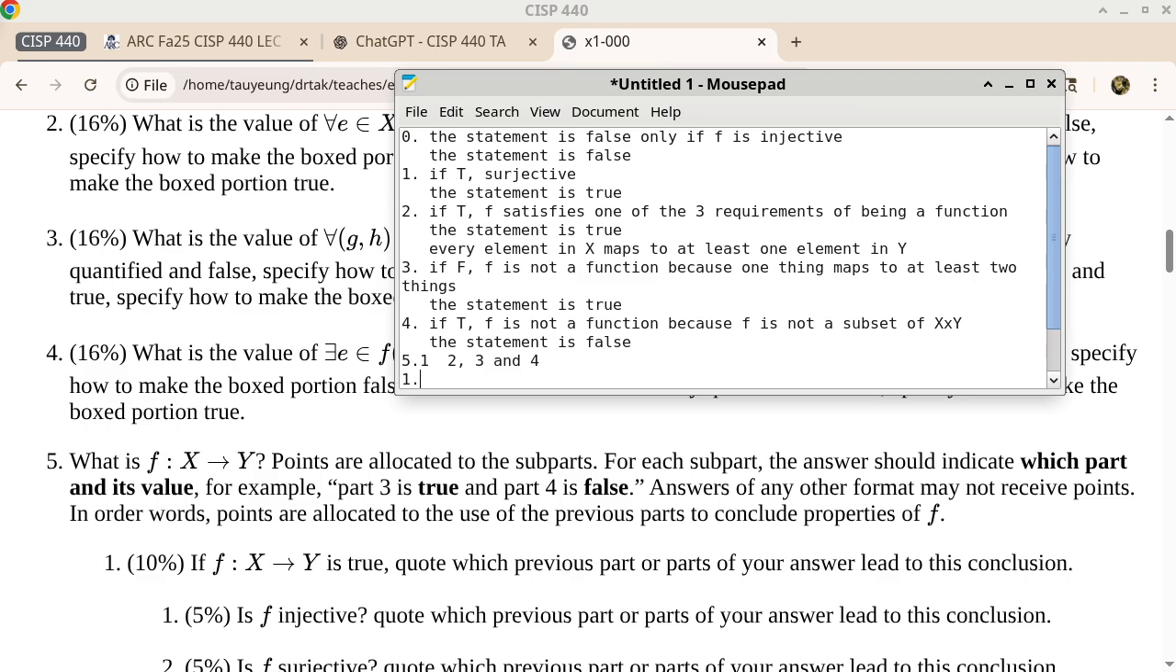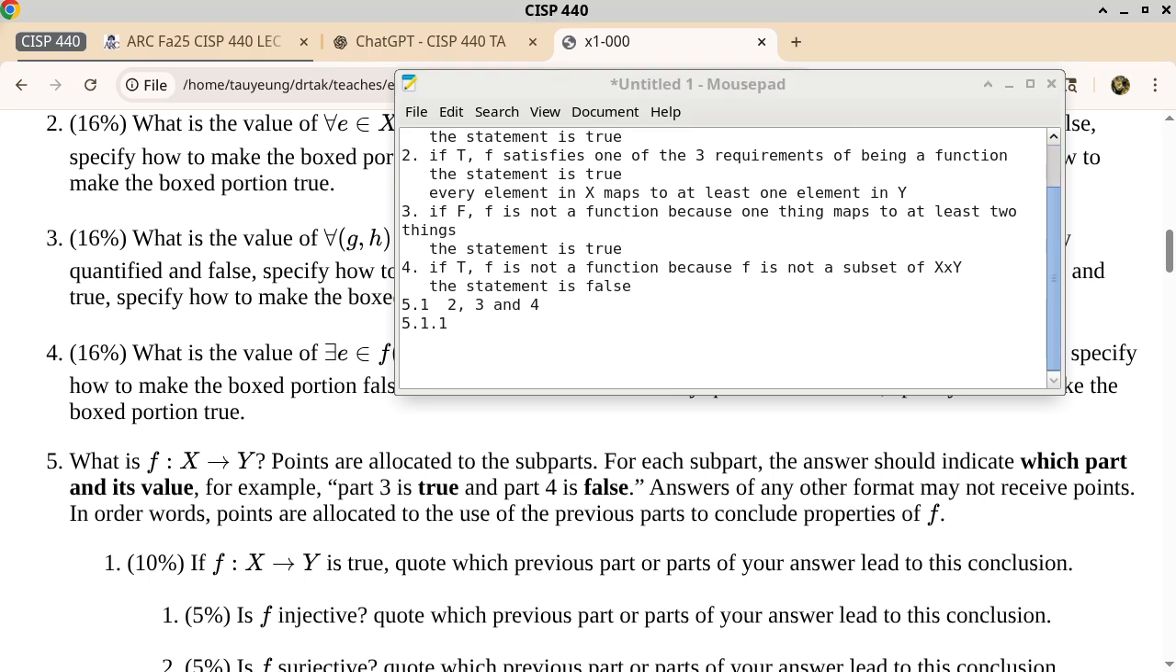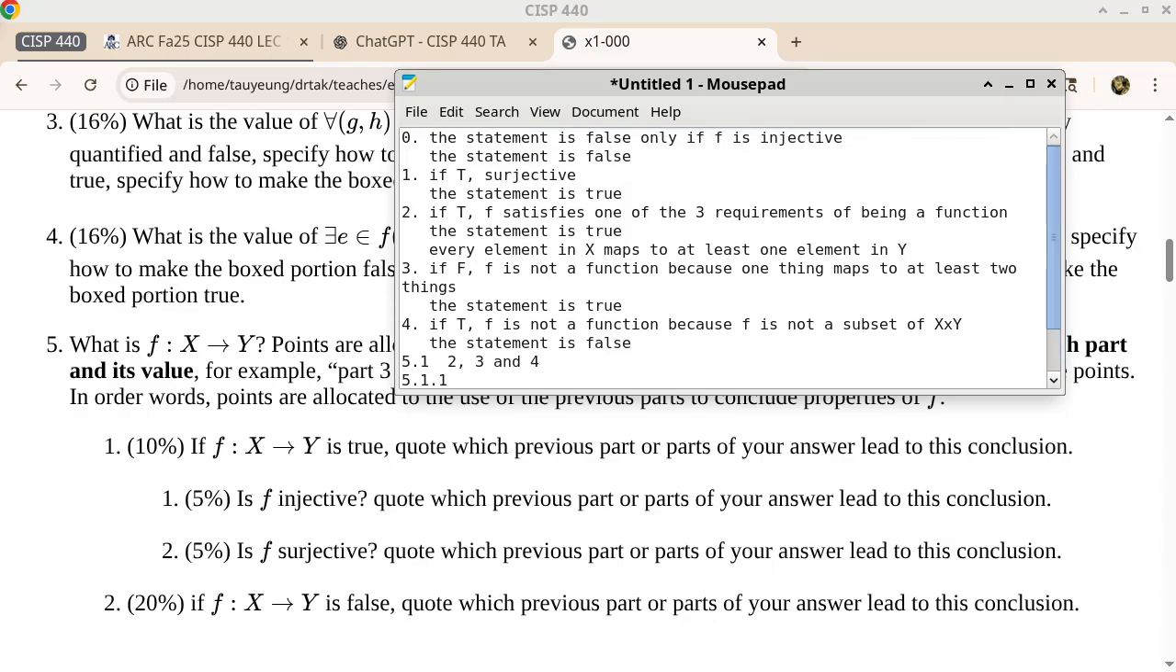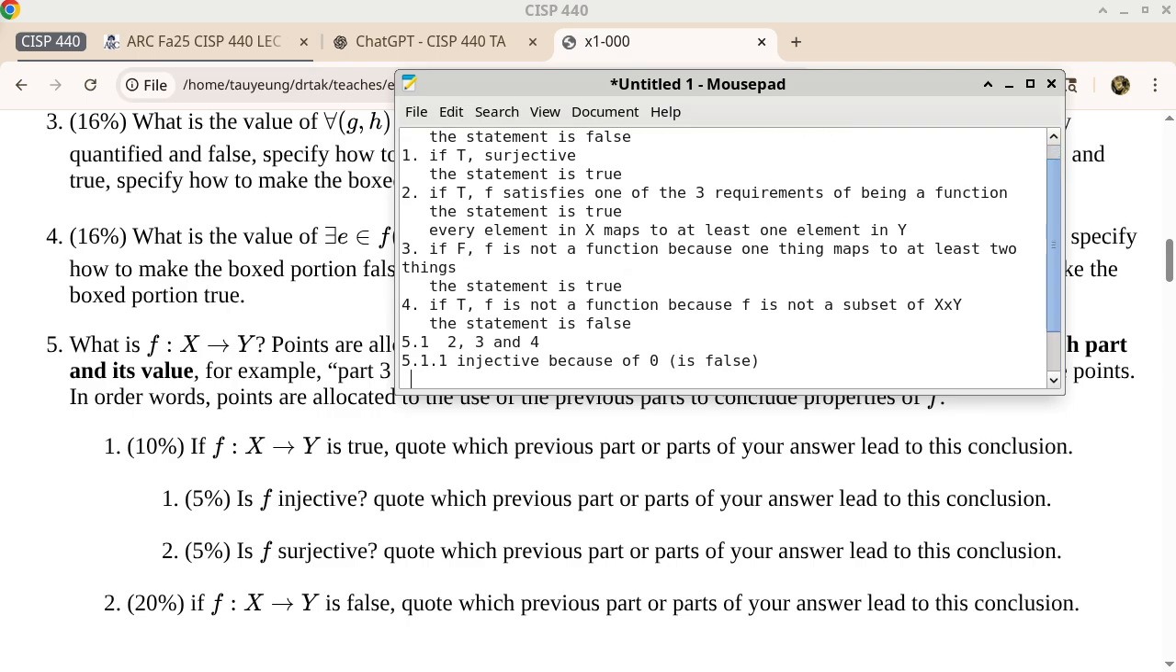And then we have 5.1.1. But this part is the same as before, okay? Is f injective? So in this case, it is injective because number 0 is false. But I'm not looking for that. You just have to mention 0, but you do have to confirm that it is injective. So 5.1.2, surjective because of 1. That's it.